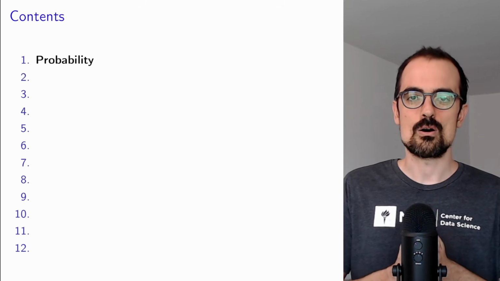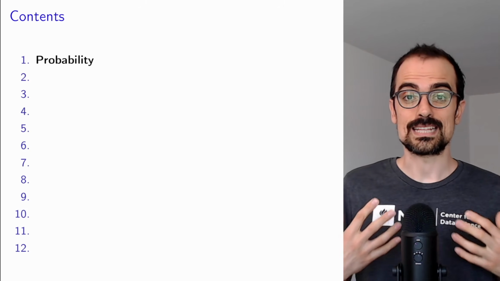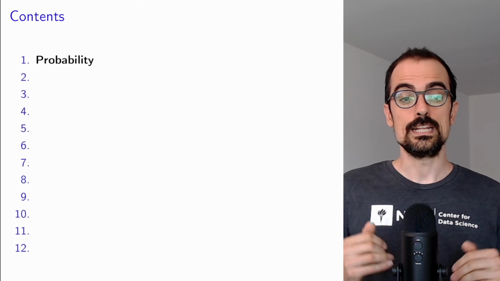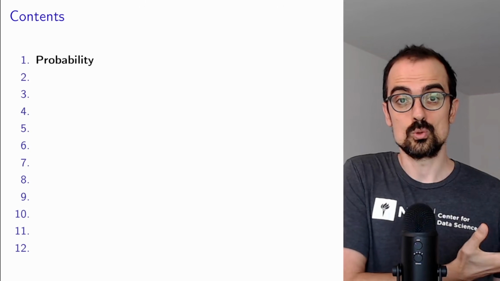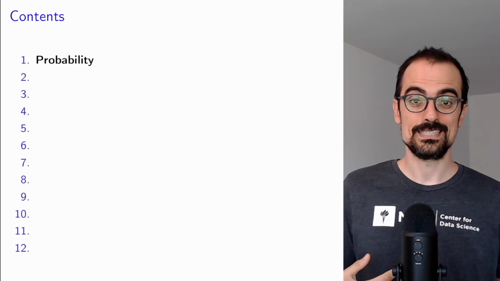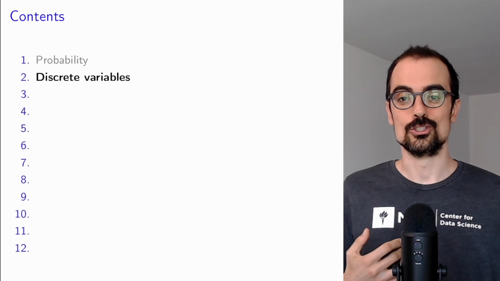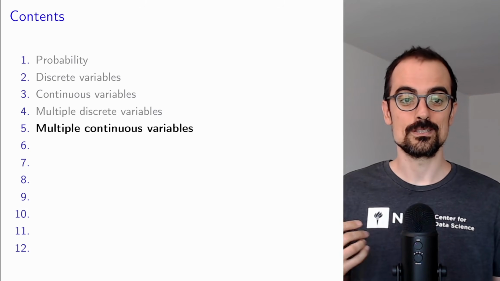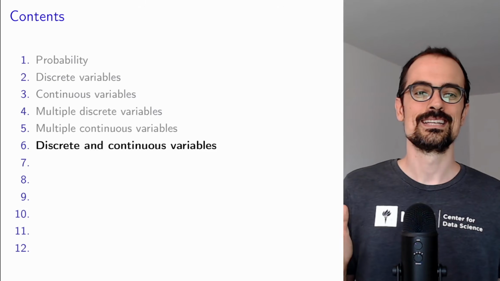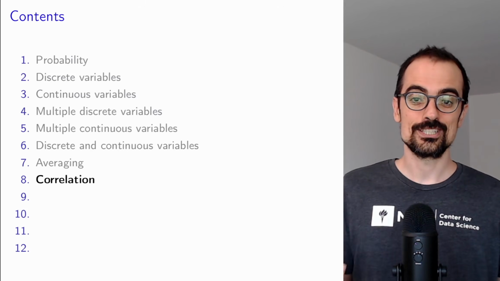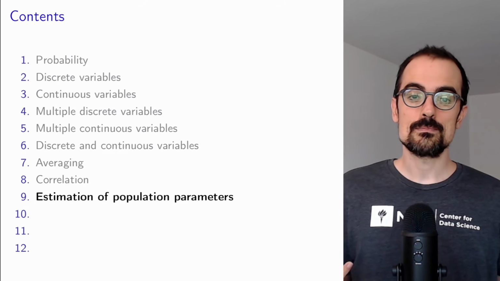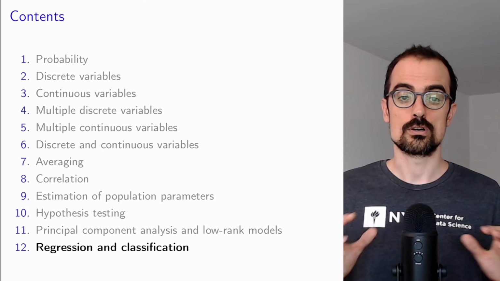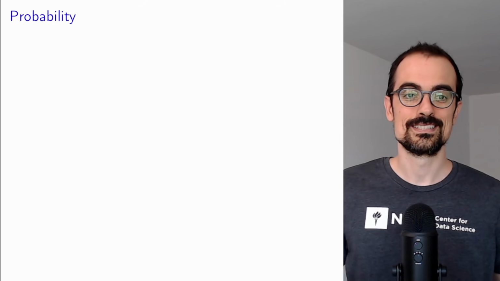All right, so now I'm going to provide an overview of the topics that I believe are critical in probability and statistics for data science, and I'm going to structure them in 12 themes that correspond to chapters in the book. These are probability, discrete and continuous random variables, multiple discrete variables and multiple continuous variables, then averaging, correlation, estimation of population parameters, hypothesis testing, principal component analysis and low-rank models, and finally, regression and classification. So let's get to it.